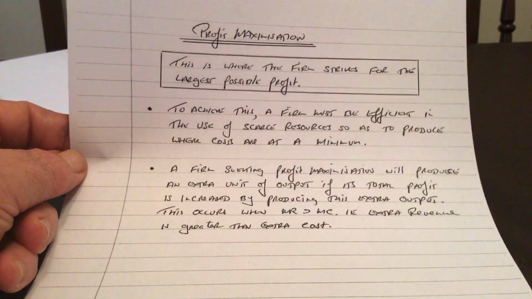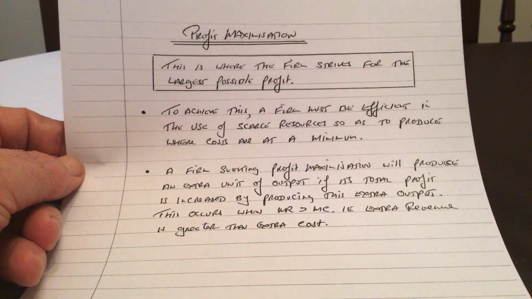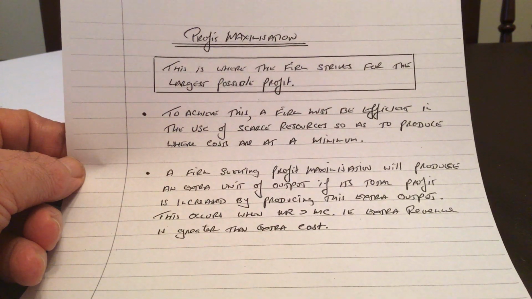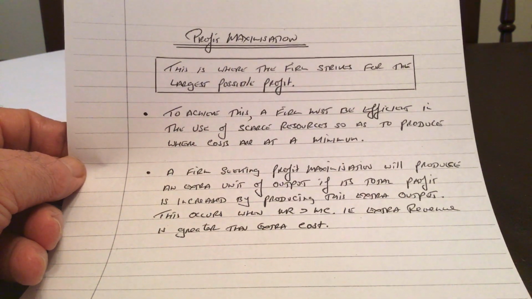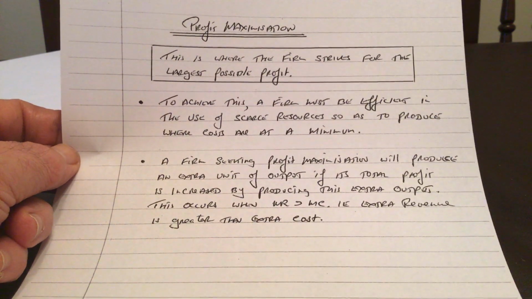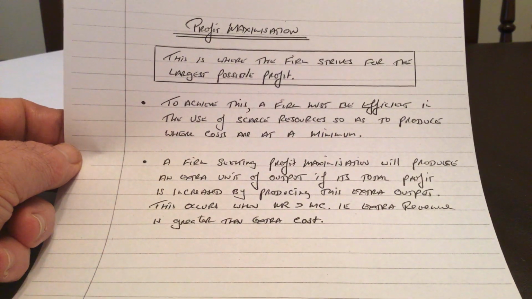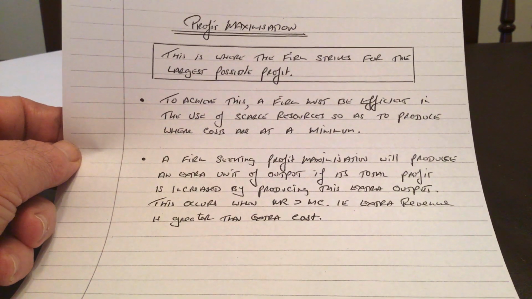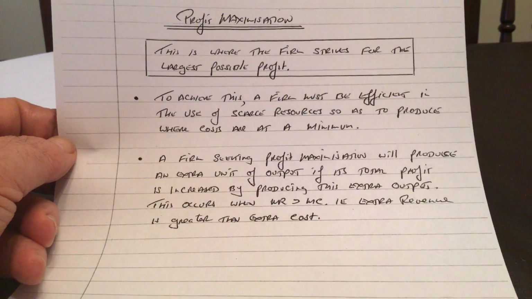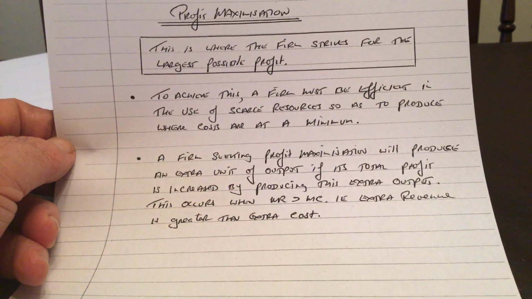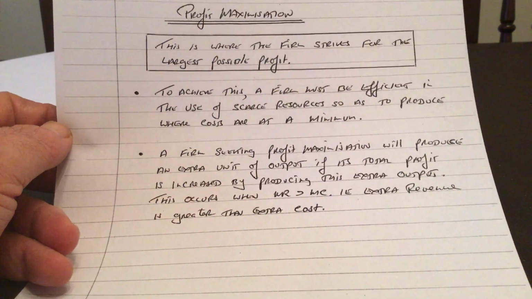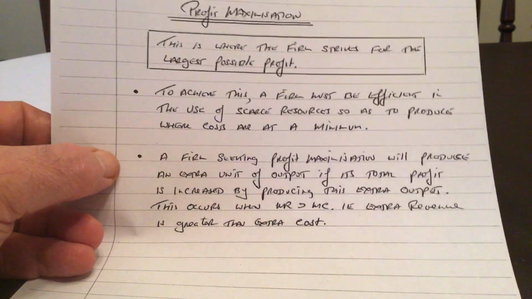Now we're going to look at profit maximization. Profit maximization is where the firm strives for the largest possible profit. To achieve this, a firm must be efficient in the use of scarce resources so as to produce where costs are at a minimum. Now you do need to underline: produce where costs are at a minimum. That's one of the prerequisites.